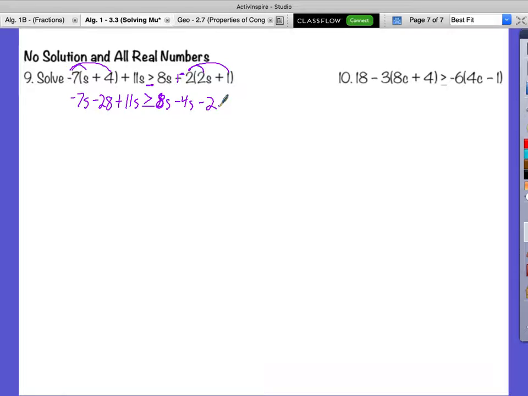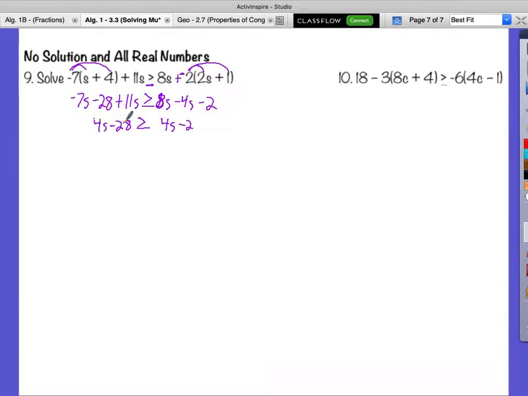So now we combine like terms. On the left side, what are like terms that we can combine there? 11s and negative 7s. What do we get? Positive 4s. 4s minus 28 is greater than or equal to. What do we get on this right side if we combine like terms? You get 4s and minus 2. So hey, what are we going to want to do with it?